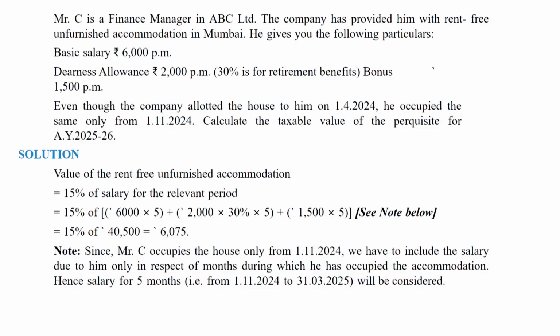This is a question. Mr. C is a finance manager in ABC Limited. The company has provided him with a rent-free unfurnished accommodation in Mumbai. He gives the following information: basic salary 6,000 per month, dearness allowance 2,000 per month and 30% for retirement benefit, and bonus 1,500 per month. Even though the company allotted the house to him on 1st April 2024, he occupied it only from 1st November 2024. Calculate the taxable value of purchases for the assessment year 25-26.